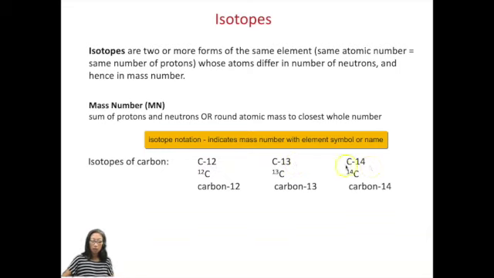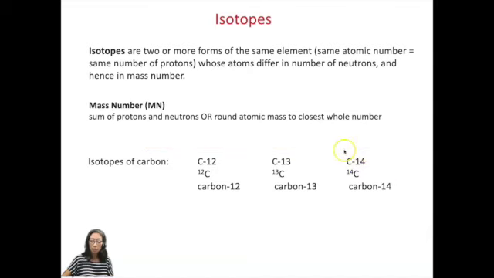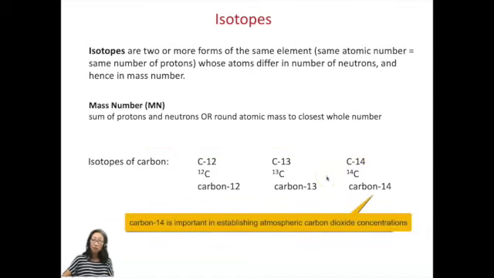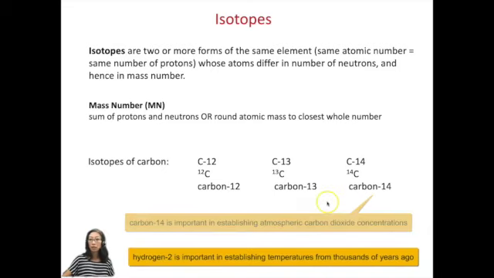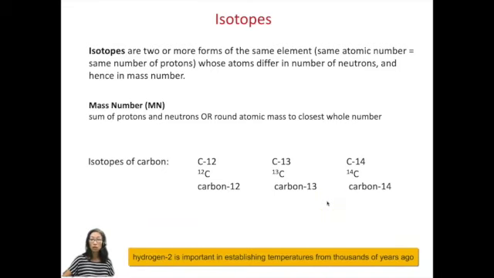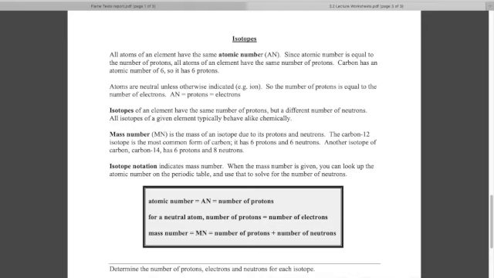The isotope carbon-14, this one, is most important in establishing atmospheric carbon dioxide concentrations from thousands or millions of years ago. There's also an isotope of hydrogen, hydrogen-2, that's important in establishing temperatures from thousands of years ago. So let's figure out the numbers of protons, electrons, and neutrons for each isotope in this worksheet.